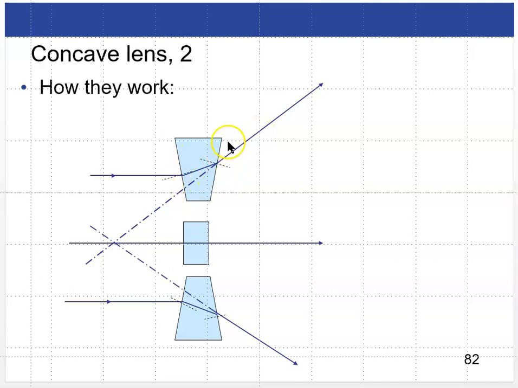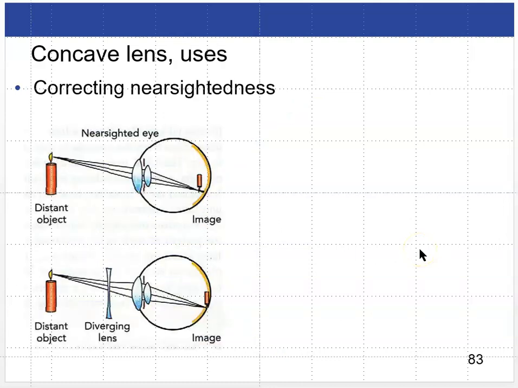The arrangement and grinding of these surfaces makes the light diverge. If you take an extension of this emerging ray and this one, they will meet at a common point called the focal point, and that is a distance f from the center of the lens. Now, concave lenses are used to correct nearsightedness. In the nearsighted eye, the image forms in front of the retina instead of on the retina. So you put a diverging lens in there to bring the image back to the retina.